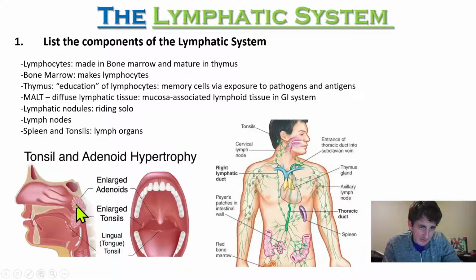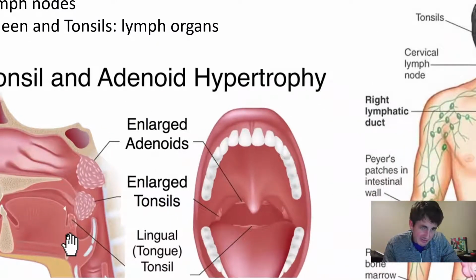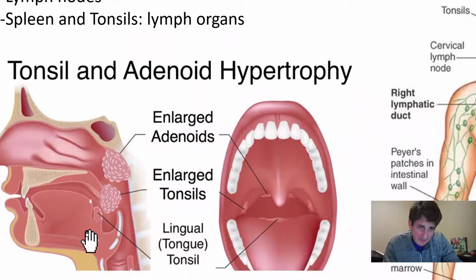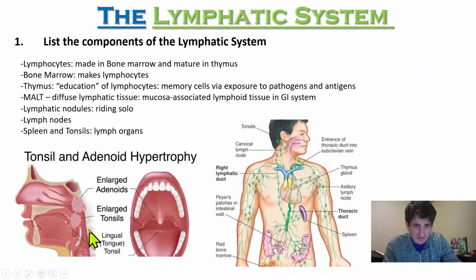And here are adenoids enlarged here. We also have lingual tonsils, which are at the base of the tongue. And these can actually become hypertrophic as well, which is rare, but they can require surgical removal because if they get too swollen, they can mess with the airway and stuff, and epiglottis right here.